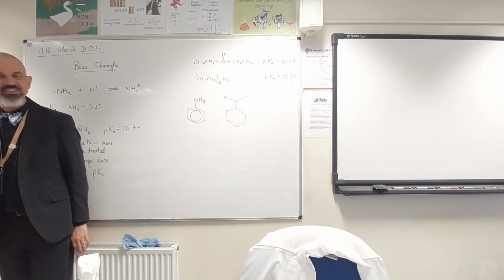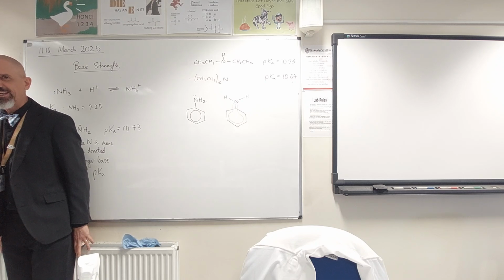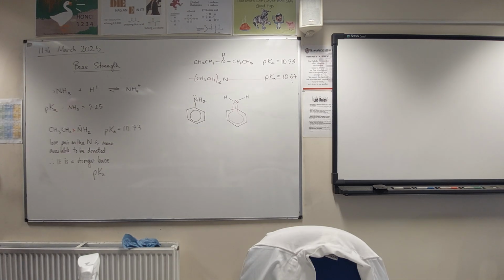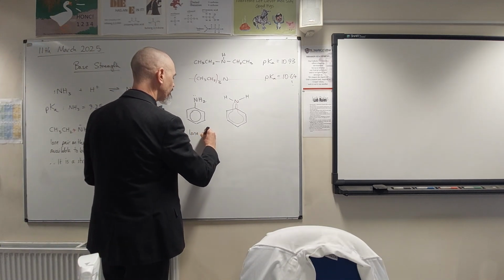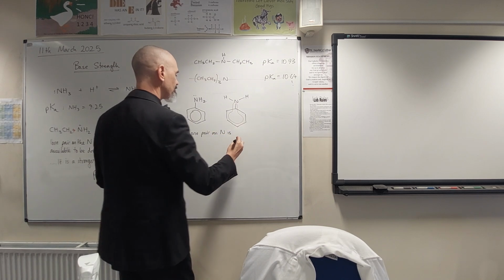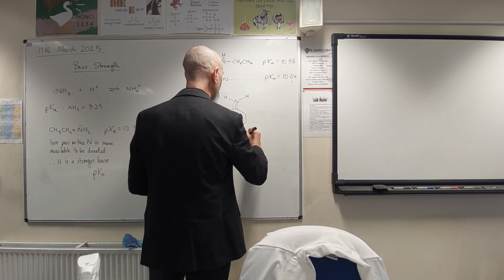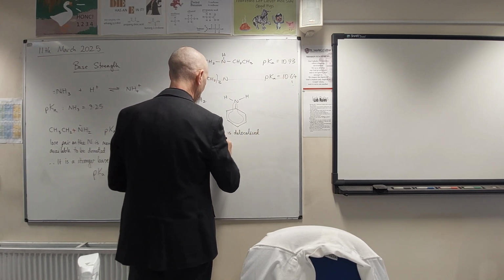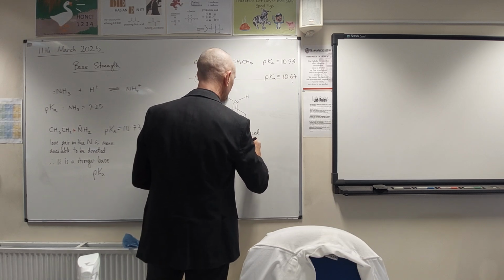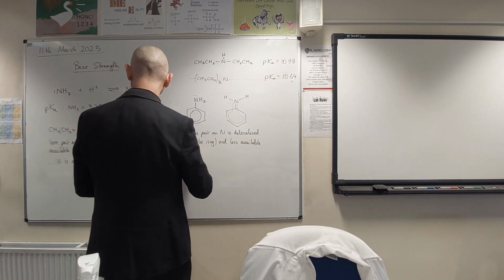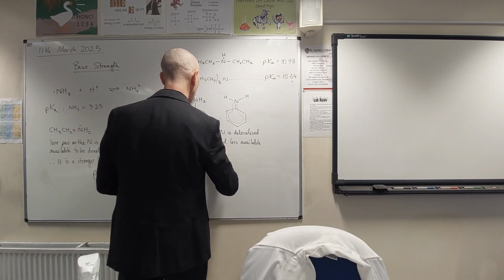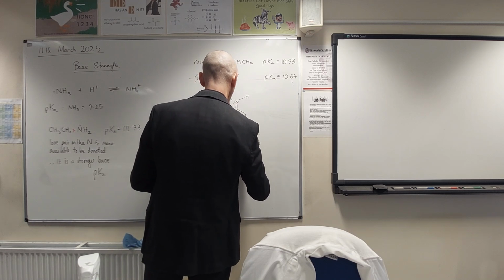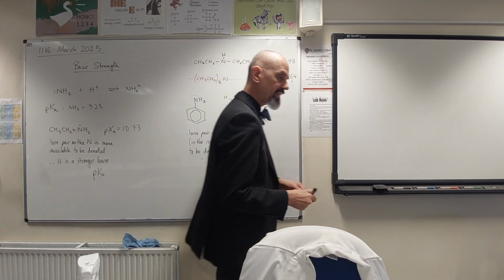Does that make them more available or less available if they've been pulled into the ring? Less available. So it's the exact opposite effect here. So now we've got the lone pair on the nitrogen delocalized in the ring, and less available to H plus or to be donated. So it's a weaker base.